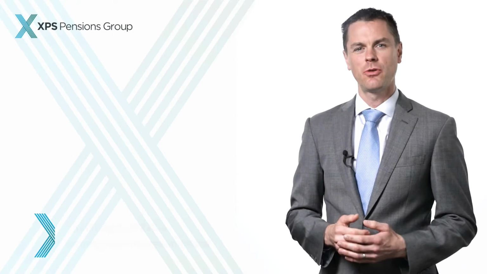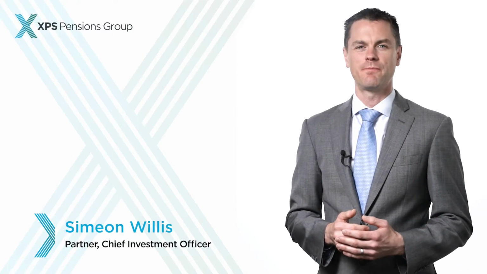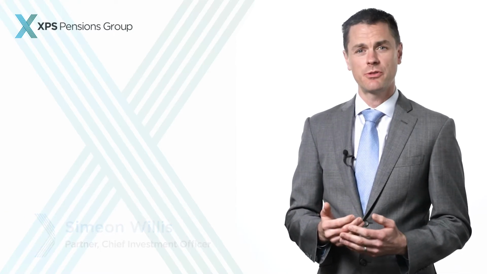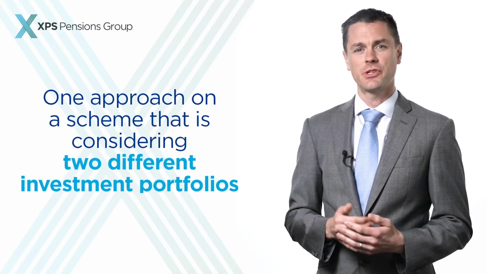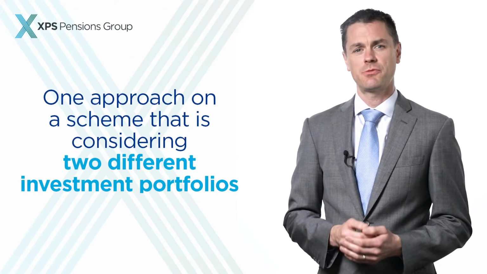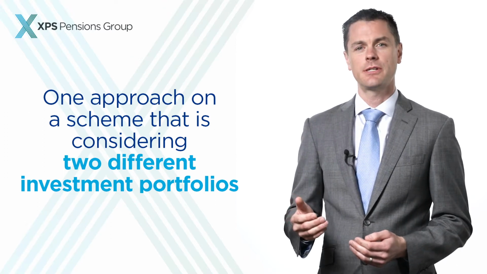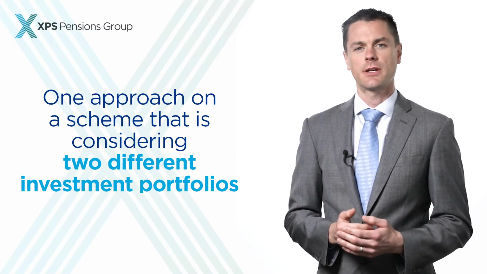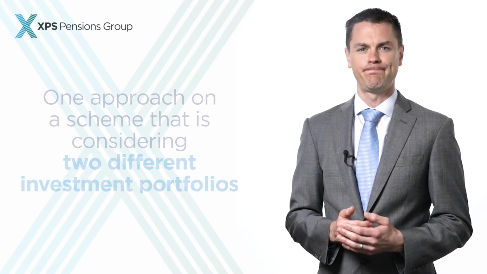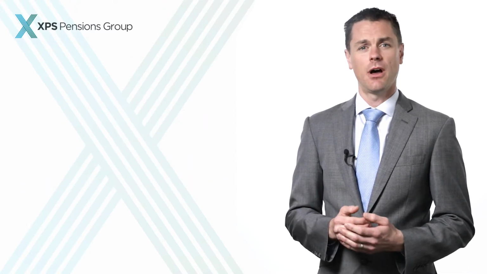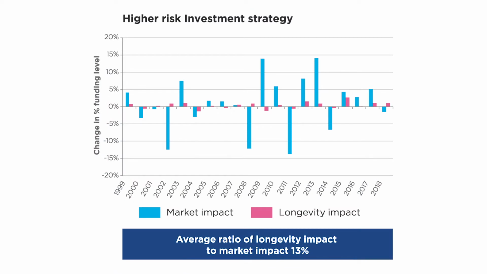So how can we build longevity into overall risk management? We've illustrated one approach with some historic scenario analysis on a scheme that's considering two different investment portfolios. One that has a higher return, including equities, and the other with a lower risk, cash flow driven investment approach. For this scheme, the higher risk investment strategy largely overshadows the impact of changing longevity assumptions. However, if there are means to reduce longevity risk at little cost, this will still be beneficial.